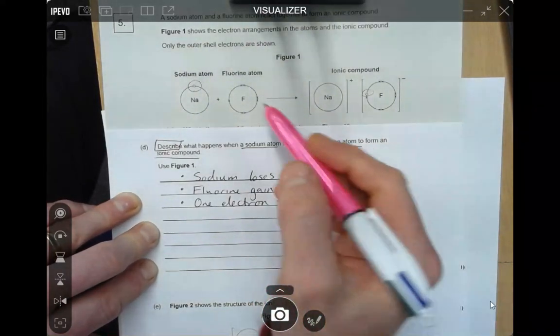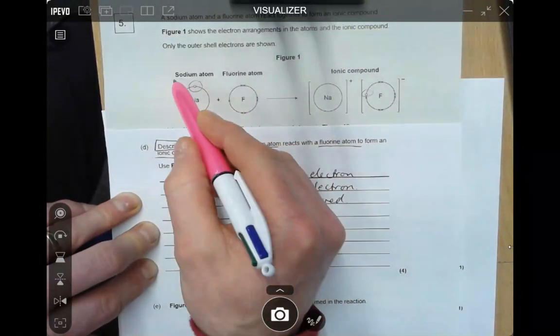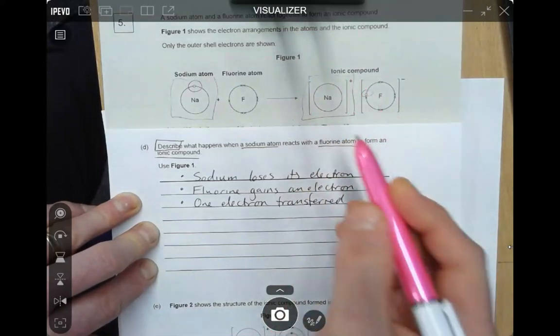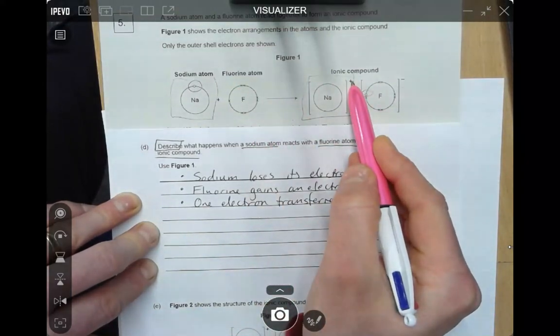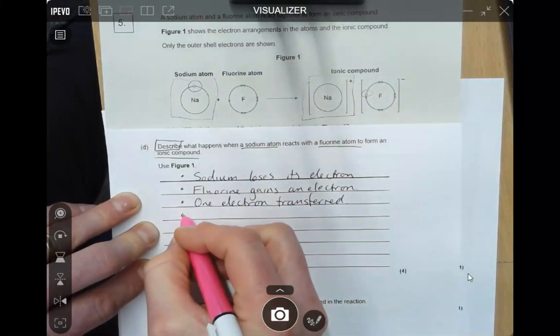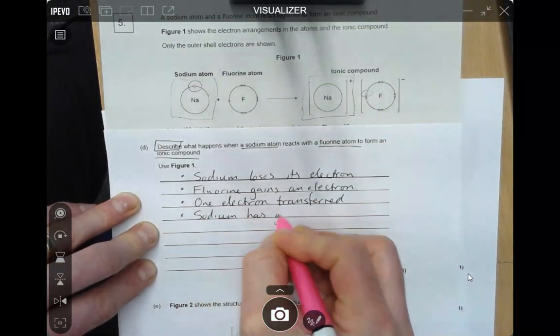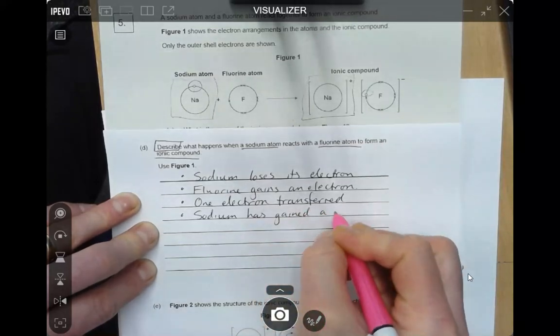Now what we can also see now is that this sodium atom here has now become a sodium ion here. It has gained a positive charge. So we can say that the sodium has gained a positive charge.